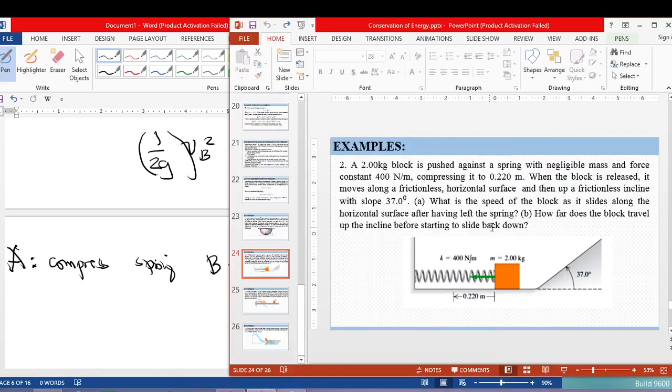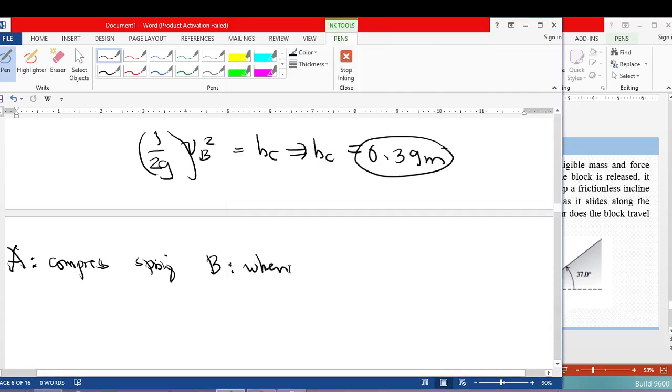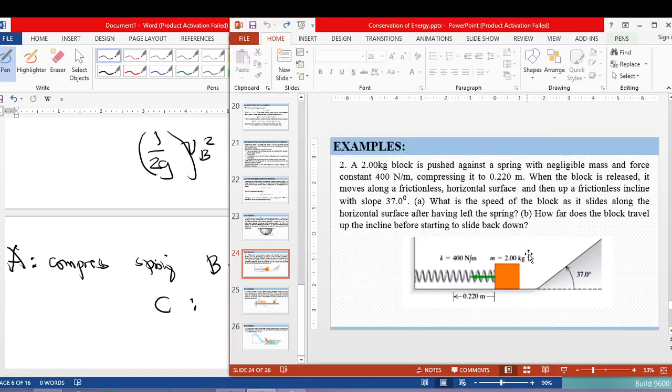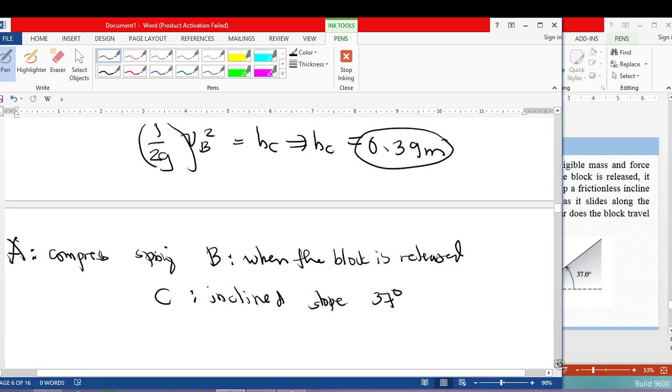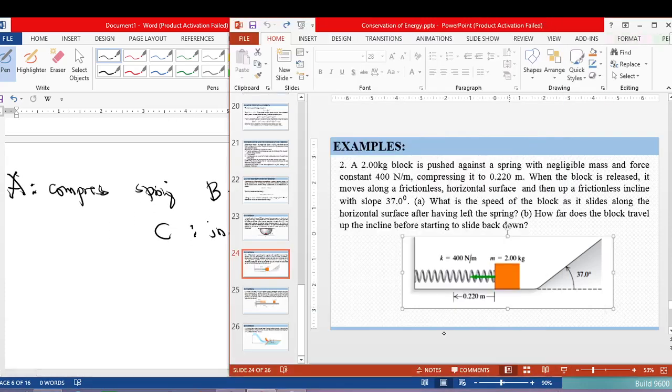Event B is when the block is released. Okay, nag-move siya, meaning wala na siya in contact with the spring. Okay, when the block is released. And event C is maadto na siya sa frictionless inclined slope. So, ito na siya sa incline slope at 37 degrees. So, naa tayong 3 events.